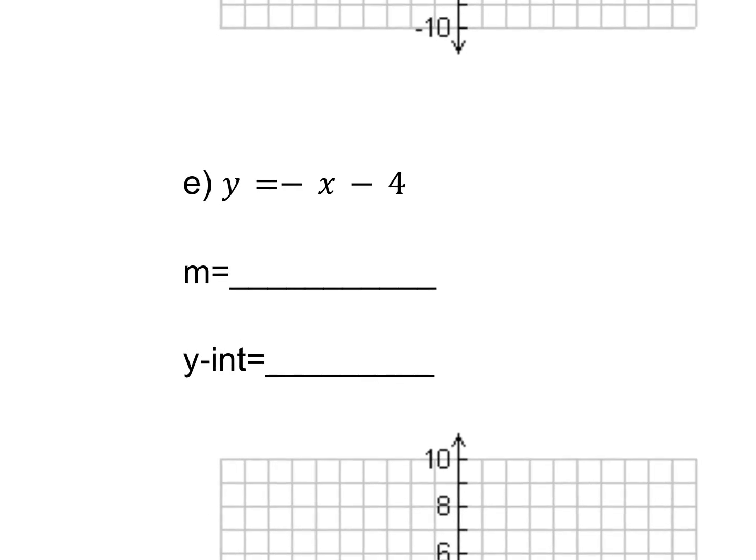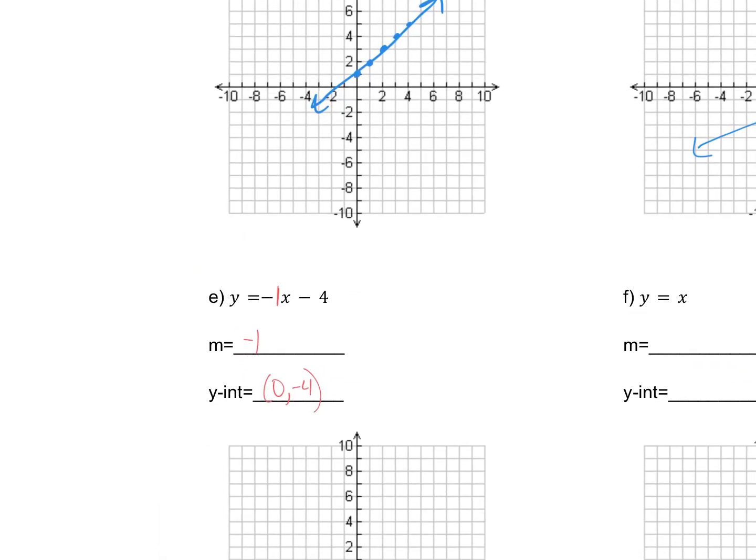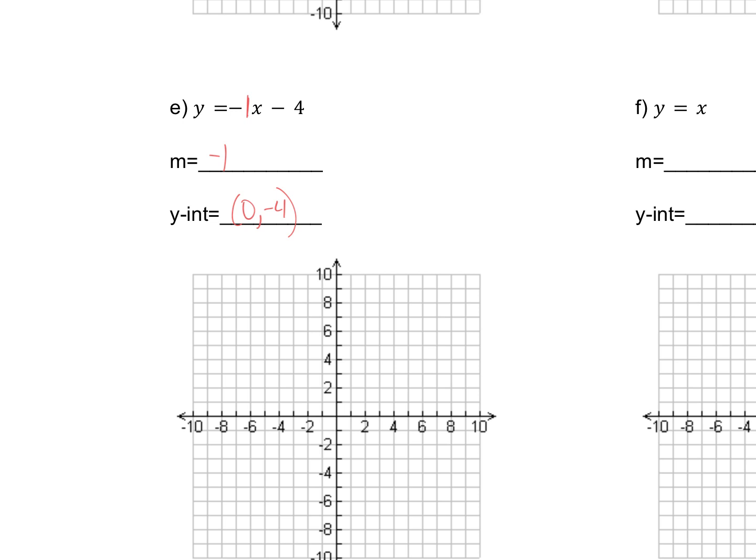So here's this one. So now we have y equals -x minus 4. So what's the number in front of the x? Well, if there's just a negative sign, that's the same as -1, right? So -1x. So our slope is -1. Our y-intercept is 0, -4, right? Okay, so this one's a little bit different. We're starting in the negatives. So go down to -4 on the y-axis.